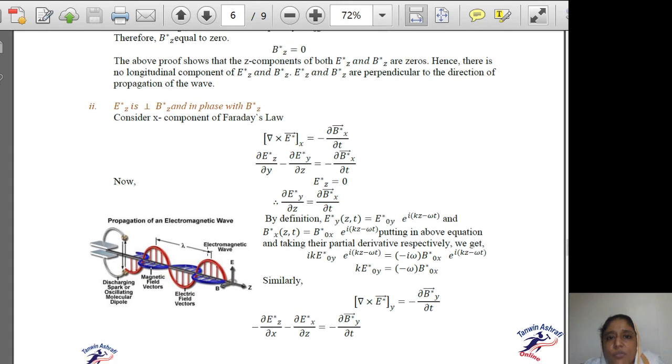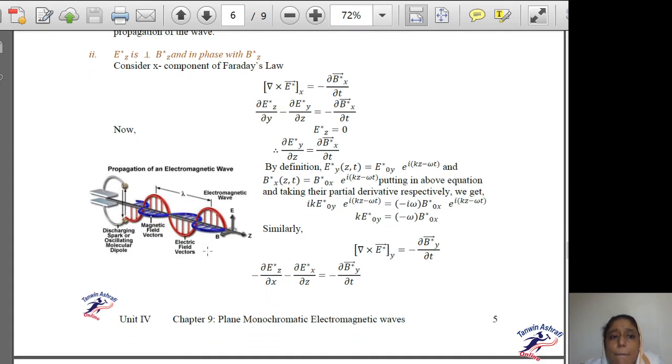Now, second, we have to see whether these are perpendicular to each other but in phase with Bz. Now consider the x component of Faraday's law, del cross E. Let's suppose only the x component. Therefore, ∂Ez/∂y minus ∂Ey/∂z equals minus ∂Bx/∂t. As we found before that Ez equals 0, only this term remains: ∂Ey/∂z is equal to ∂Bx/∂t.